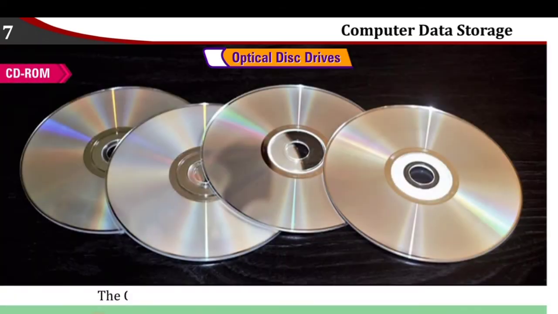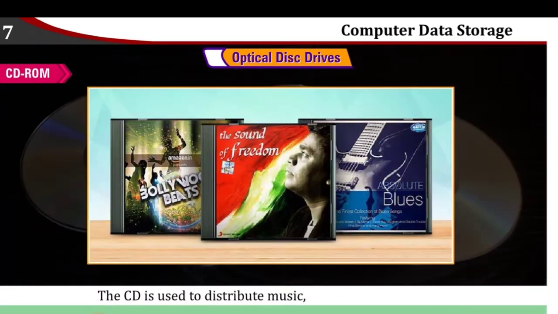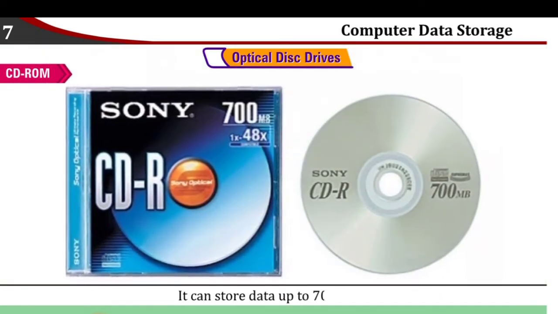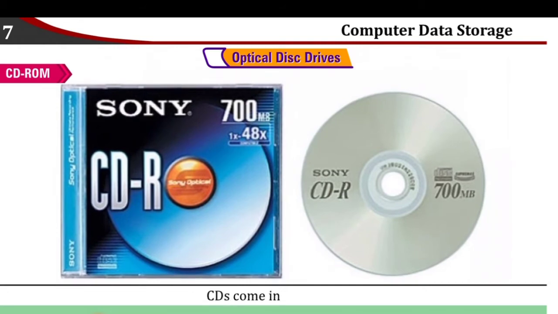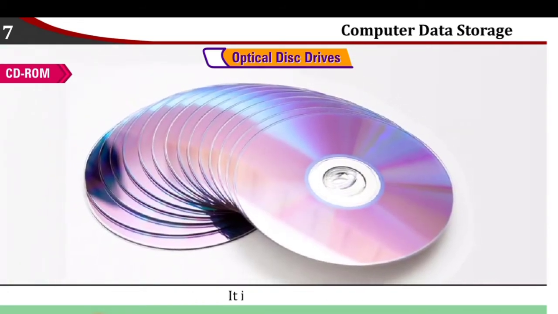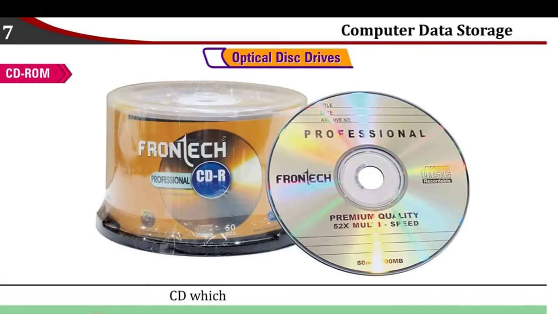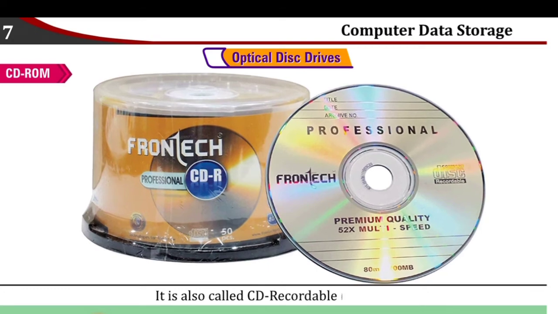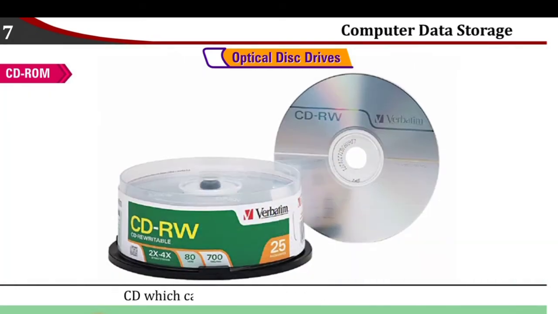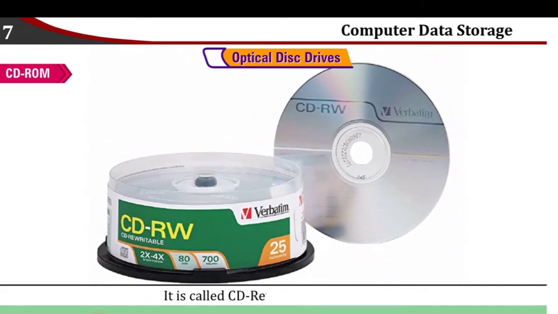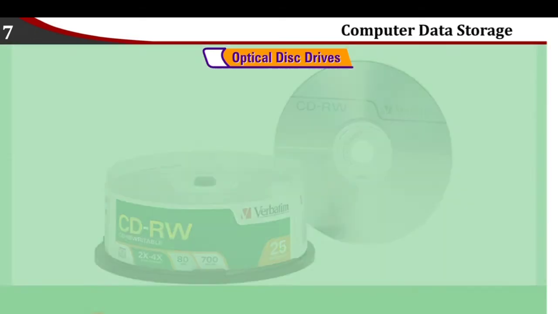CD-ROM. The CD is used to distribute music, movies, and programs. It can store data up to 700 MB. CDs come in three forms. CD-ROM, whose data cannot be erased, it is read-only. CD-R, which we can write only once. It is also called CD recordable. CD-RW, which can be written as many times as we need. It is called CD rewritable.